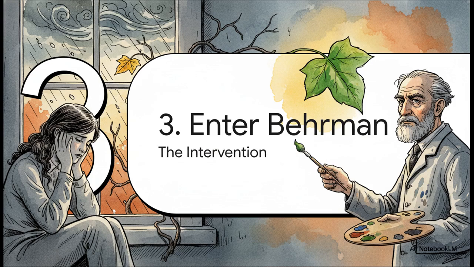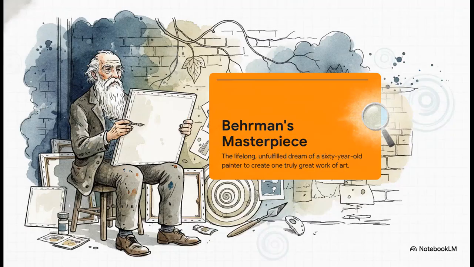This leads us to Section 3, Enter Mr. Bearman, and the Intervention. So Sue heads down to the ground floor to find a model for her painting, and that's where we meet Mr. Bearman. He's a 60-year-old painter.